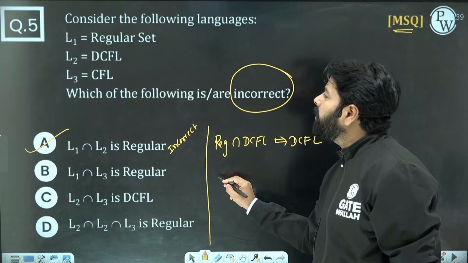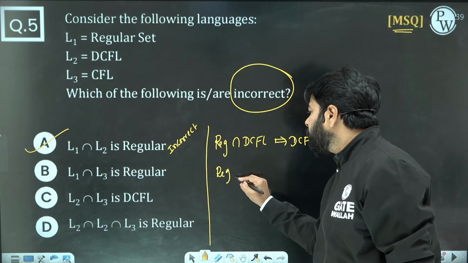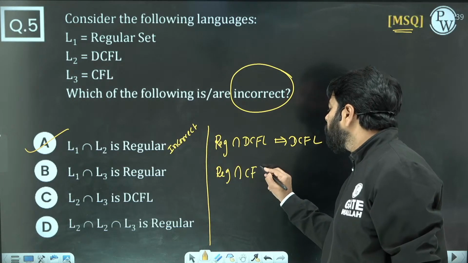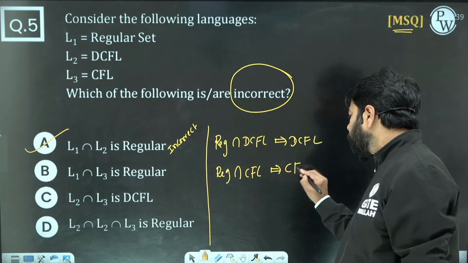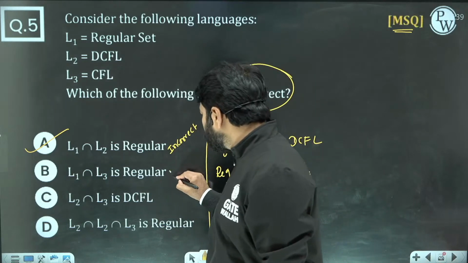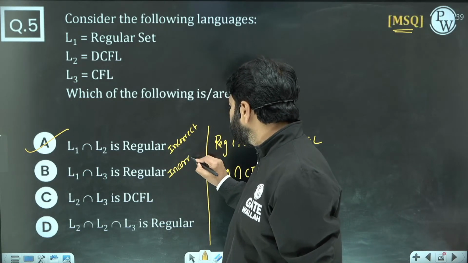Next one, L1, that is regular intersection CFL is always CFL. We know this point. And this is also incorrect. We need to choose incorrect only.